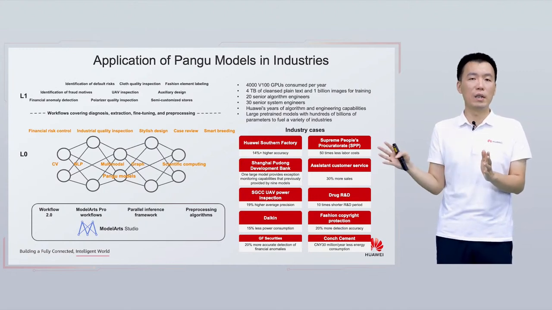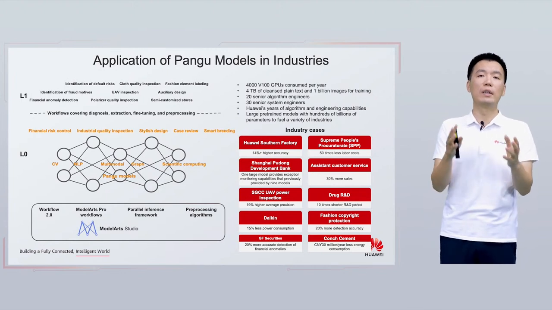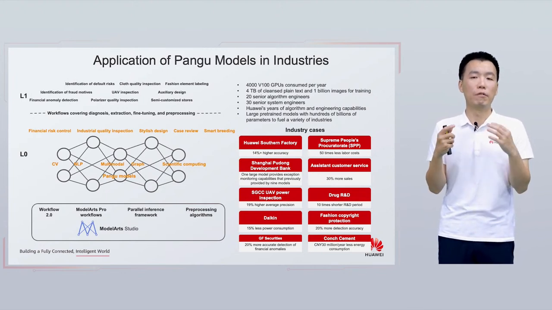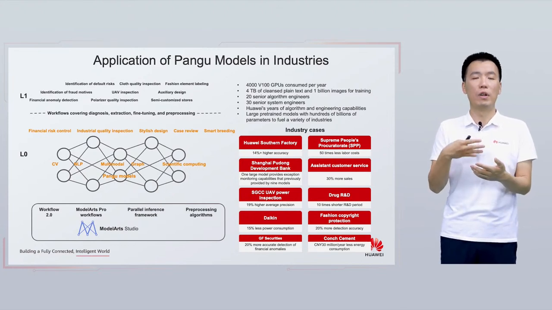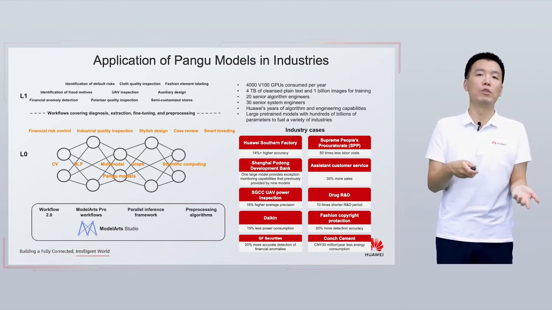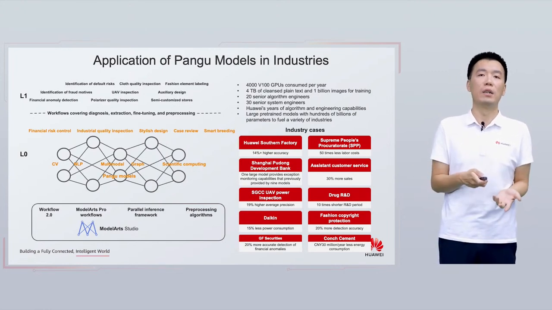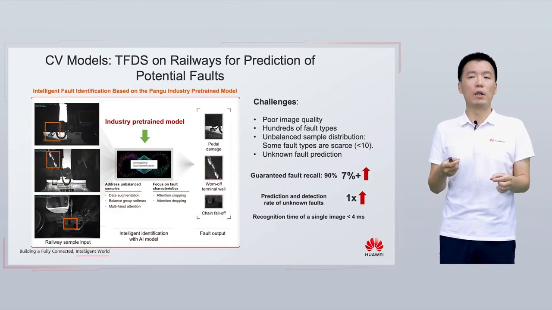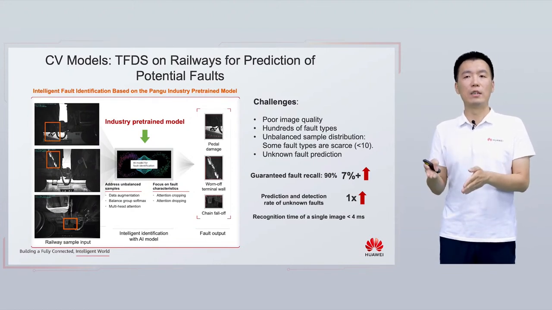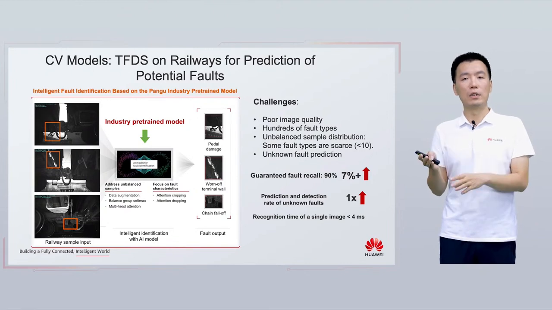And on the right-hand side of this slide, we have put some of our landing examples. And in the following part, we will try to explain some of the landing examples of our Pangu large models. They were both very successfully done in the past year. So the first one is the CV model. We have made a project on the TFDS project, which means the track field detection system.